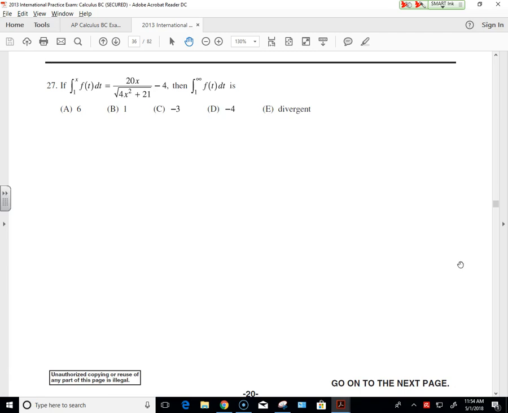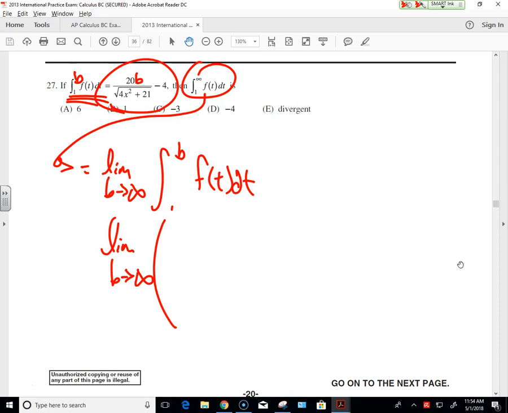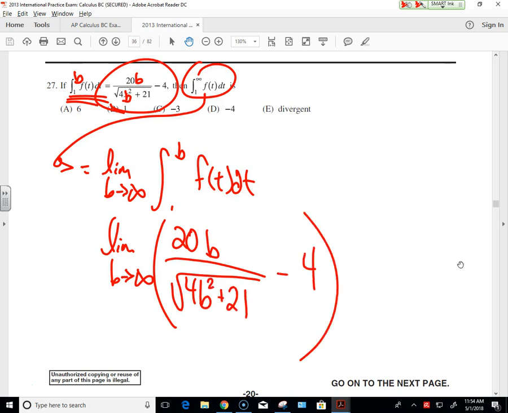Ooh, an improper integral. I like it. Wasn't this equal to the limit as b goes to infinity of the integral from 1 to b of f of t dt, which equals the limit as b goes to infinity of, who they told me that is, except instead of a b, they put an x. I'm going to put b's everywhere. So I'm going to have 20b all over the square root of 4b squared plus 21, all minus 4. As I check out this, I see the minus 4 is just a constant. He's going to chill.